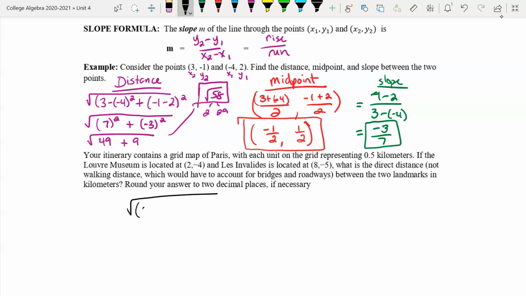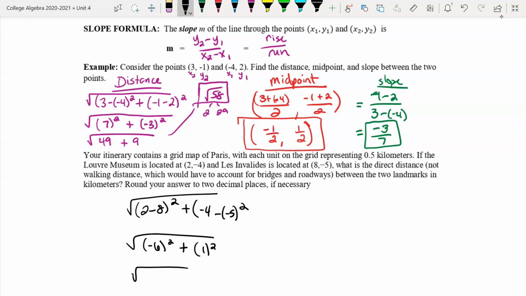So I'm going to take 2 minus 8 and square it, plus -4 minus -5 and square it. So it's -6 squared, plus this would be 1 squared. So it ends up being the square root of 37. And guys, what you do is take the square root of 37, and then multiply it by that 0.5 kilometers, because we're looking at a map, and we're going to use the distance they tell us to figure out how many kilometers it is.